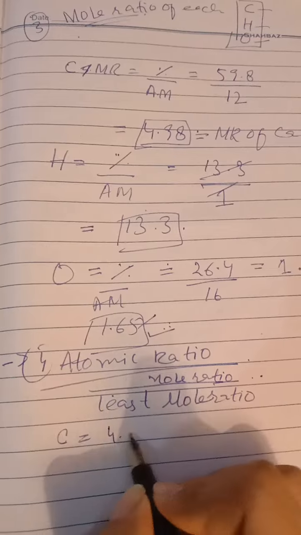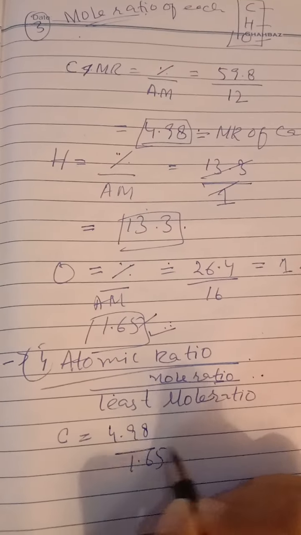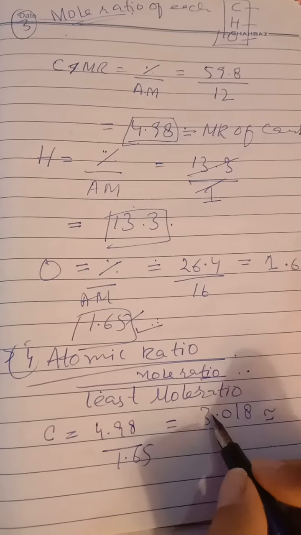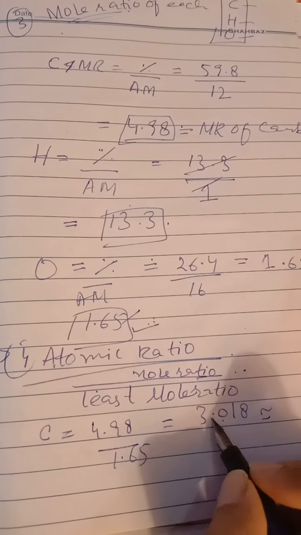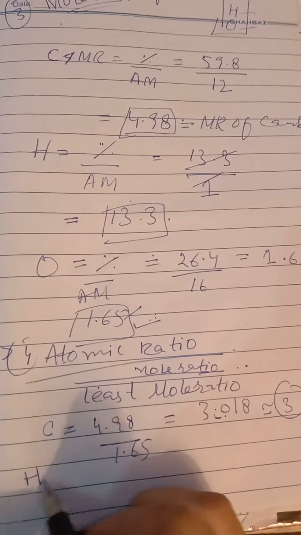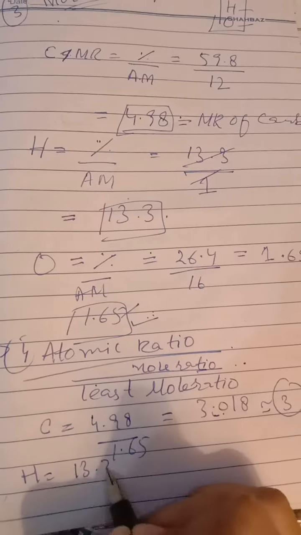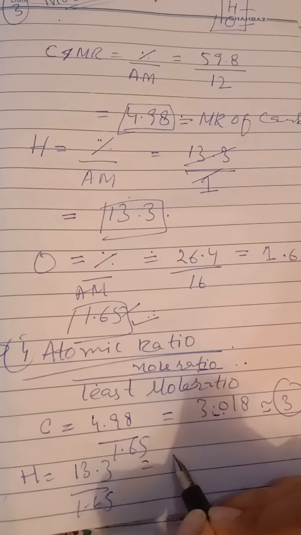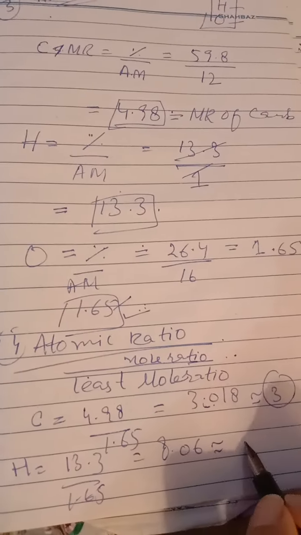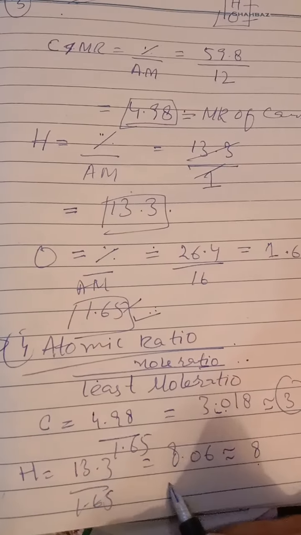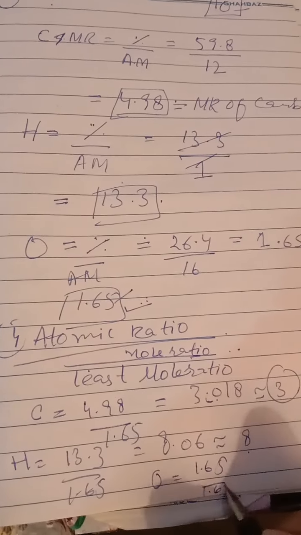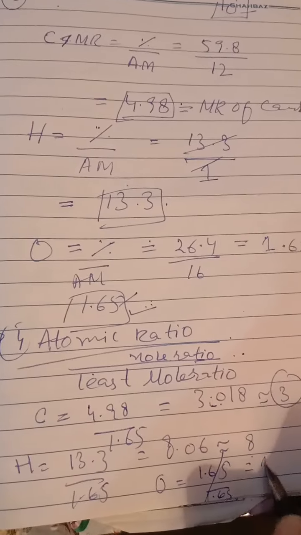So the mole ratio of carbon is 4.98, and it will be divided by 1.65. So we got 3.018, and when we round off this value, as we have 0 after the point, we put the same value as 3. Then hydrogen, 13.3 divided by 1.65, and we got 8.06. When we round this off, we get 8. And for oxygen, 1.65 divided by 1.65 is 1.